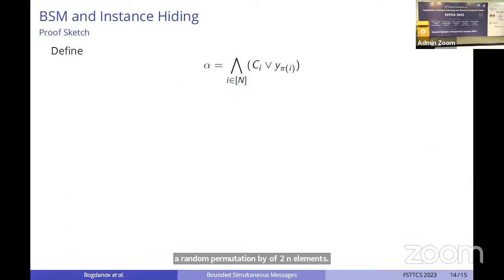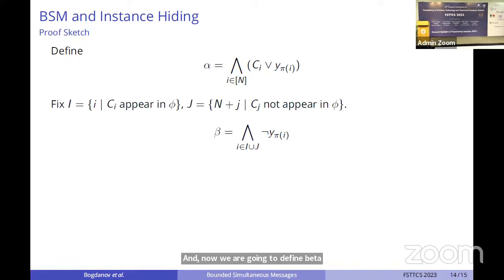Alpha is simply the following. You look at all indices i from 1 to N. You take all those clauses c_i, and you do an OR with y_pi(i), where pi is the permutation that we picked at random. Now we are going to define beta.